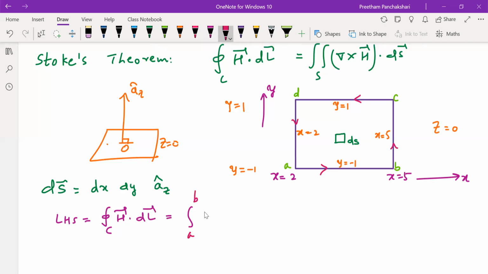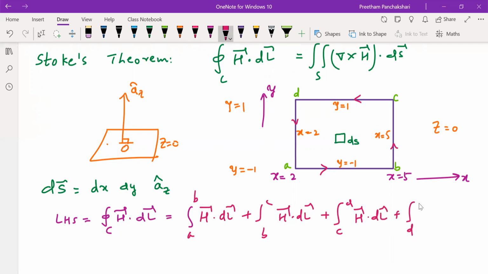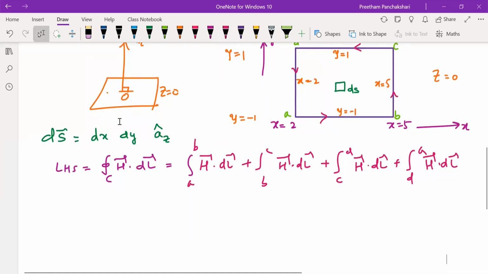One integral is to be taken on A to B, H dot dl. Second one B to C, C to D, and D to A. The closed path is separated as separate integrals. Now we shall evaluate one by one here. We shall decide what is the differential dl for each path.